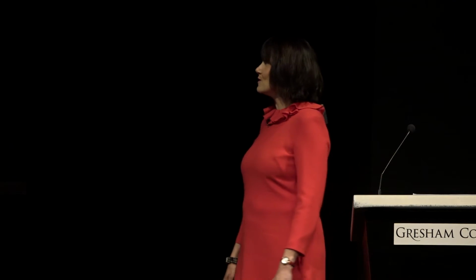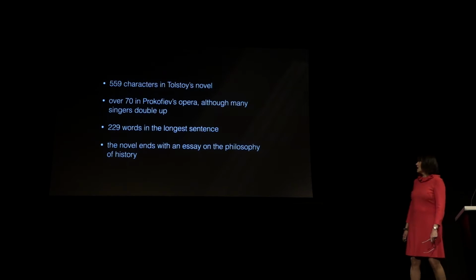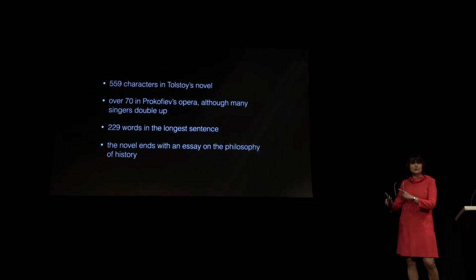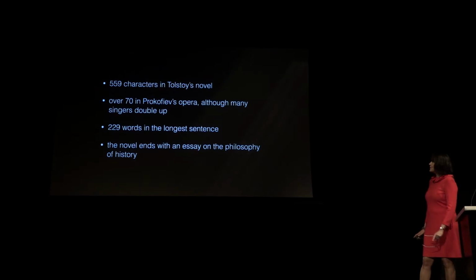So, 559 characters in Tolstoy's novel. You couldn't put them all on stage, obviously, but Prokofiev still puts on quite a lot, 70. They have to double up some of the singers, to make it more economical. It's still hugely expensive to put on.